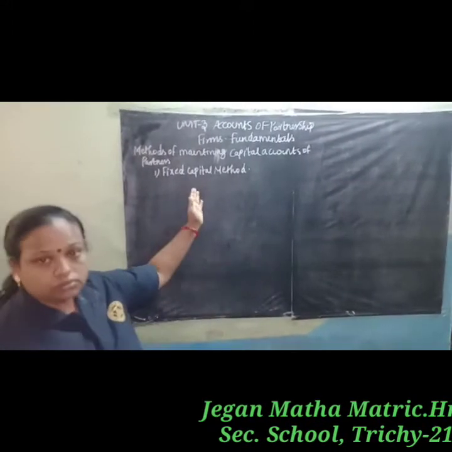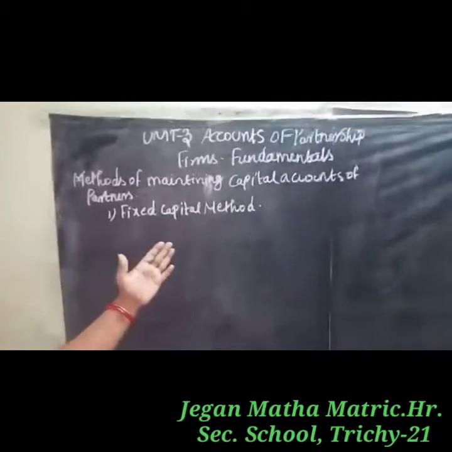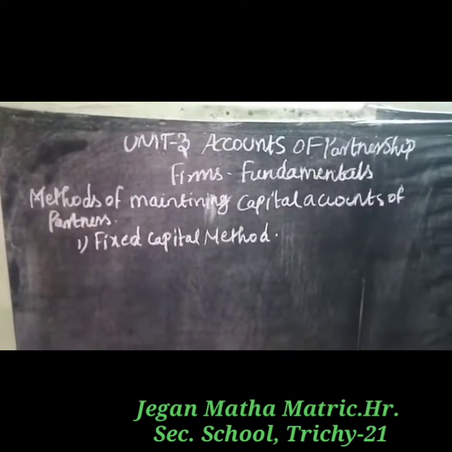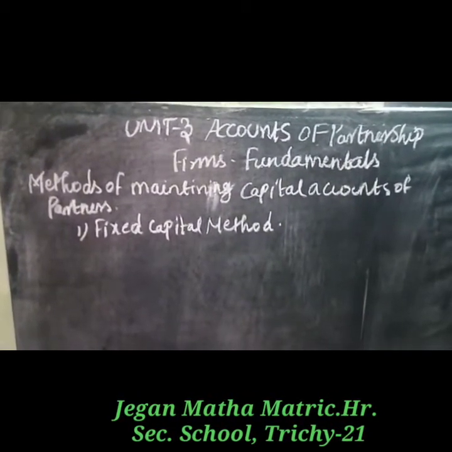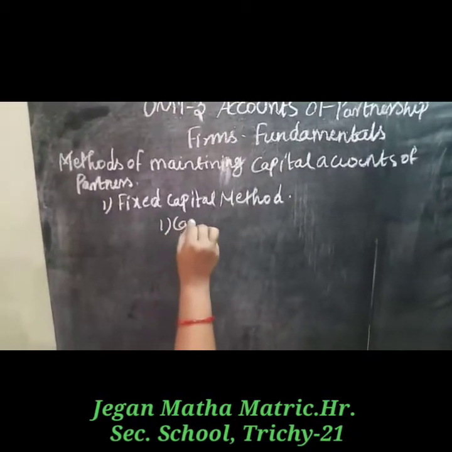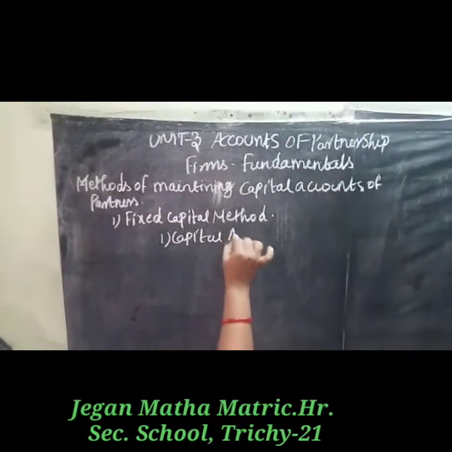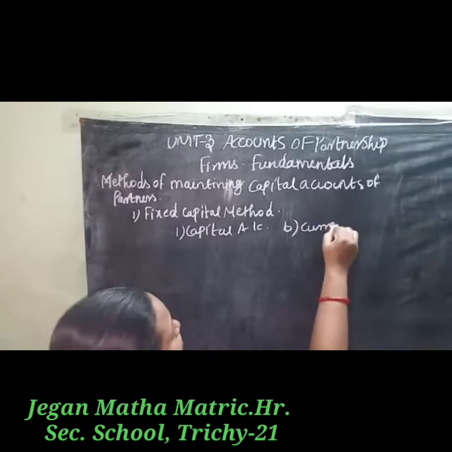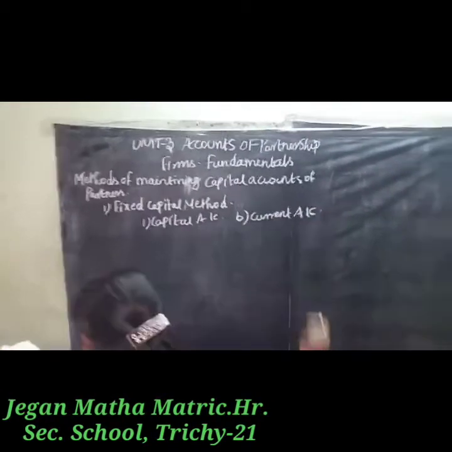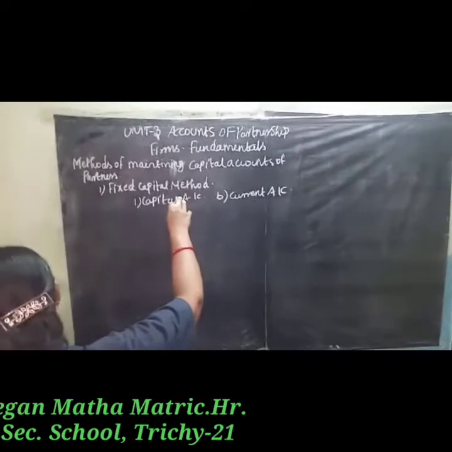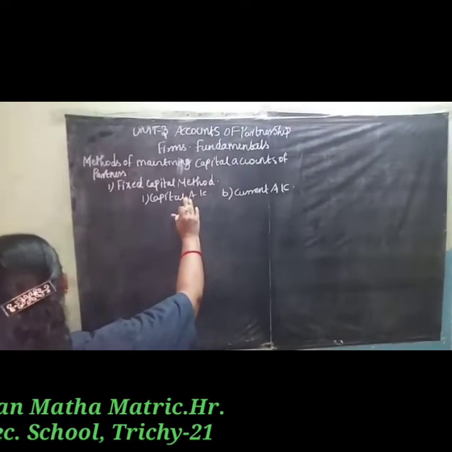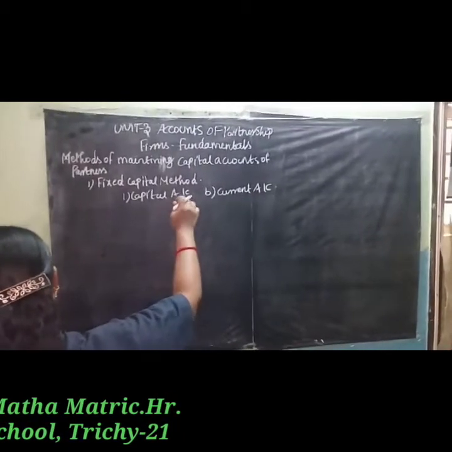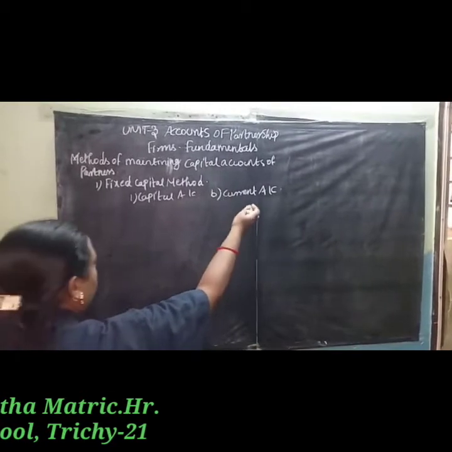That means under this fixed capital method, the capital of partners is not altered; it remains generally fixed. So two accounts are maintained. One, the partners' capital account. Second, the partners' current account. In the capital account, the transactions relating to the initial capital introduced, additional capital introduced, and capital permanently withdrawn are entered, and all other transactions are recorded in the current account.